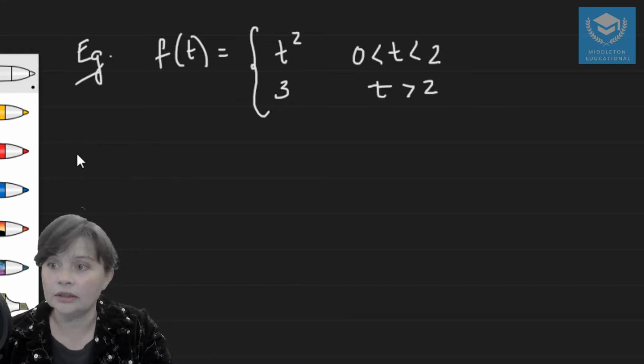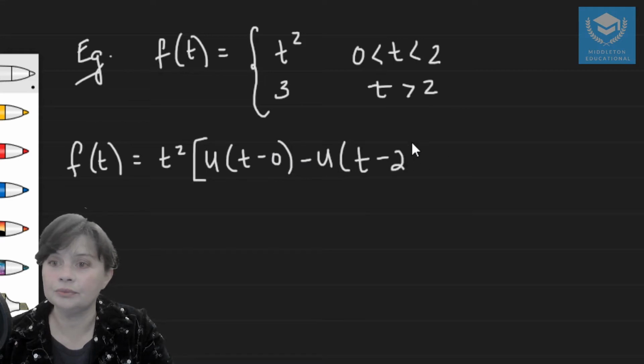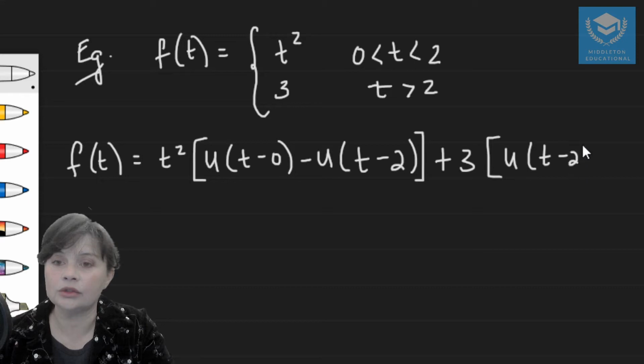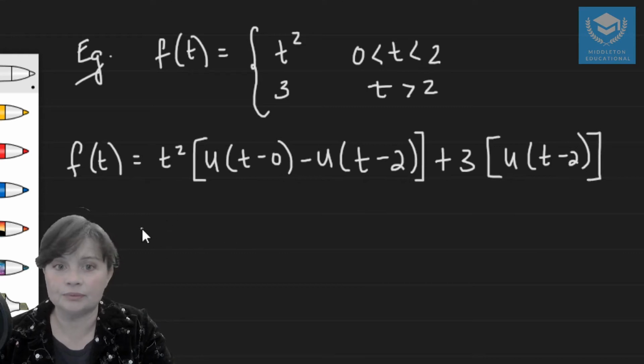So we've got f of t is going to be equal to t squared, u of t minus 0 minus u of t minus 2, plus 3 u of t minus 2, because there is no upper limit for this. And now I'm going to multiply out.